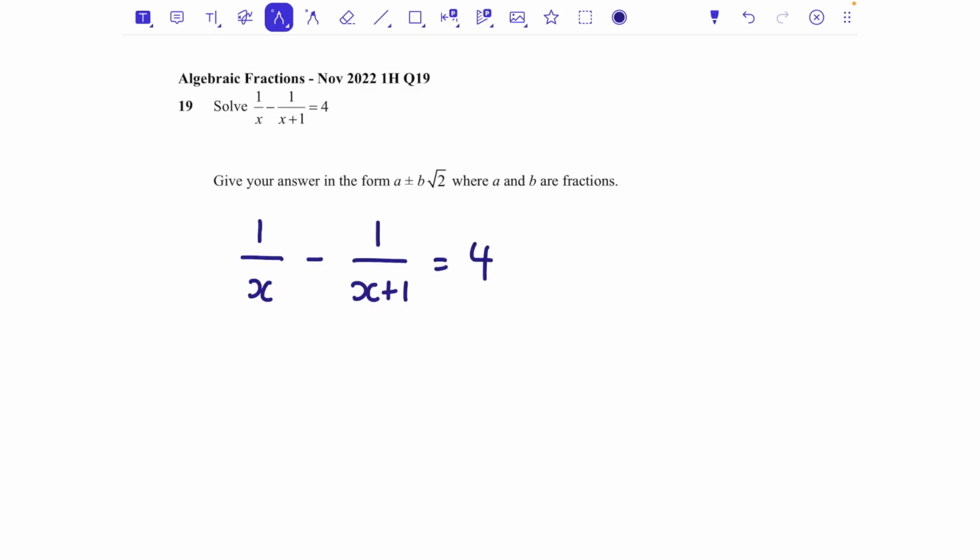Now when we are solving algebraic fractions, we need to think exactly the same as we did when they were numbers, and we need to make the denominators the same. The easiest way to make the denominator the same is to multiply them together. So this multiplied by this would give me a common denominator. If I've multiplied the x by x add 1, then I also need to multiply this 1 by x add 1.